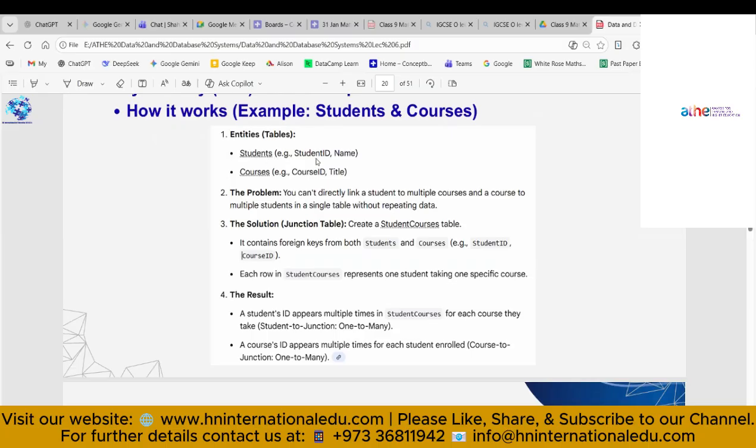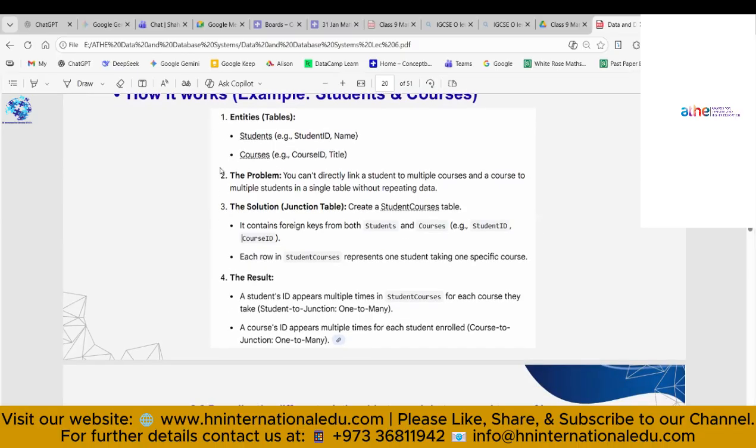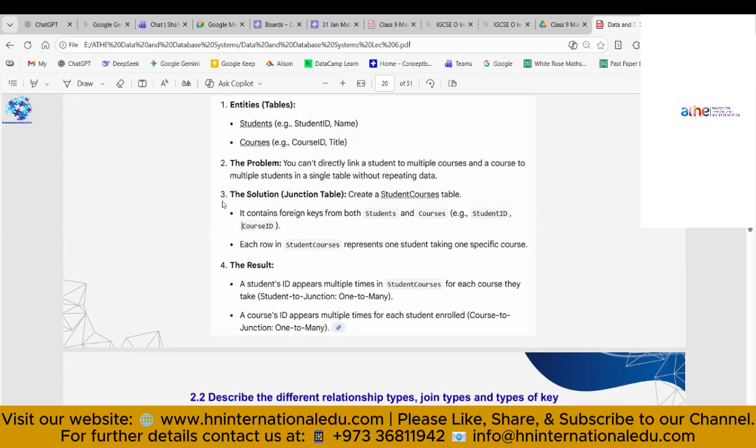In the students table, you can have student attributes, for example student ID, name, and so on. Then in the courses table you can have a course ID. If someone is studying at university, they will be taking some course, for example data and database systems. This course has its own ID which separates it from other courses. So you can have course ID, title, and something else as attributes in the table. What is the problem? You can't directly link one student to multiple courses and a course to multiple students in a single table without repeating data. So what is the solution?